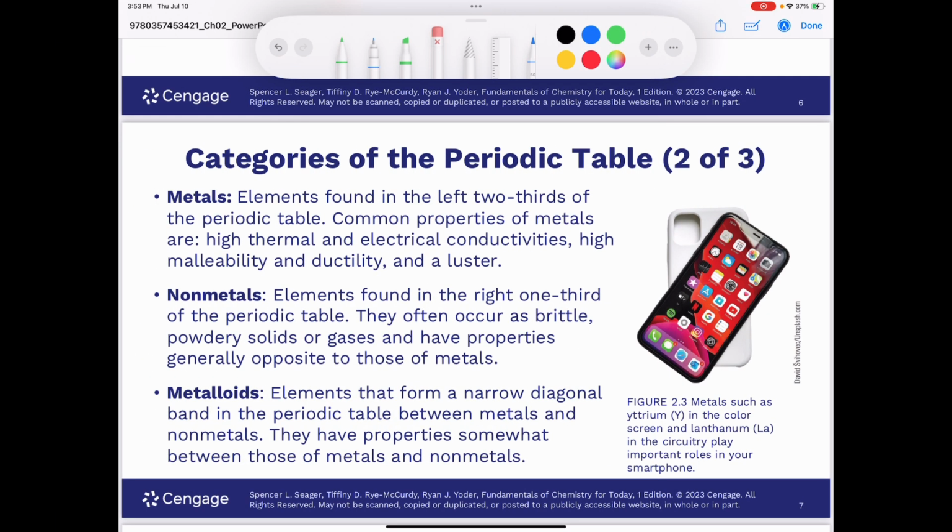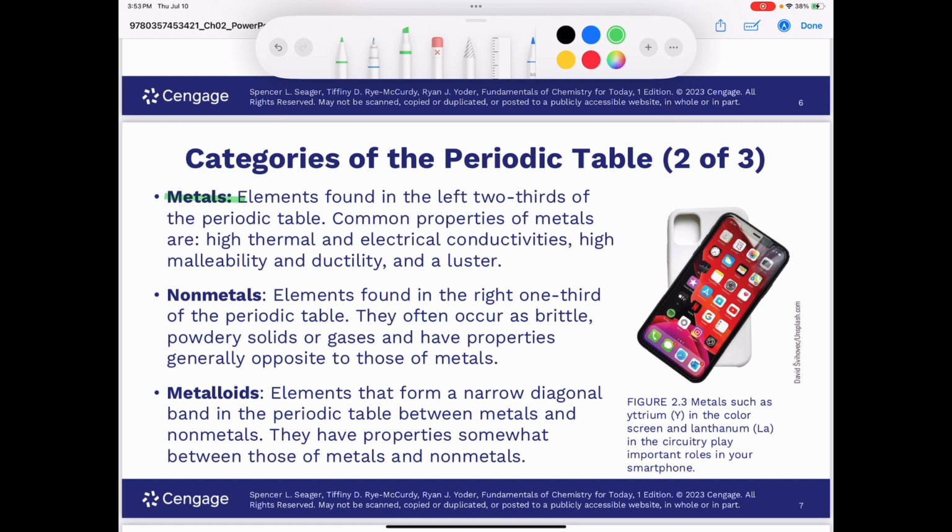Now the next thing you probably noticed is that the periodic table that we saw in the previous slide was divided into 3 colors, okay? We had the metals. And if you take a look at the periodic table, you notice that by far, most of the elements in the periodic table are actually metals. They're the elements found on the left 2/3 of the periodic table.